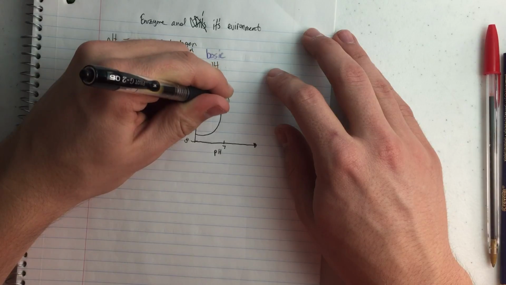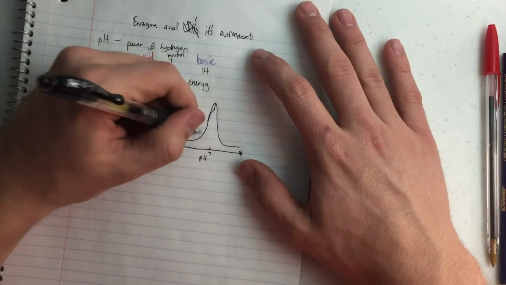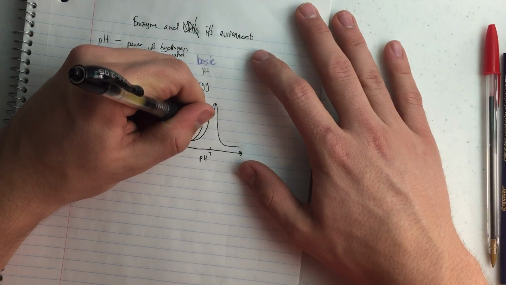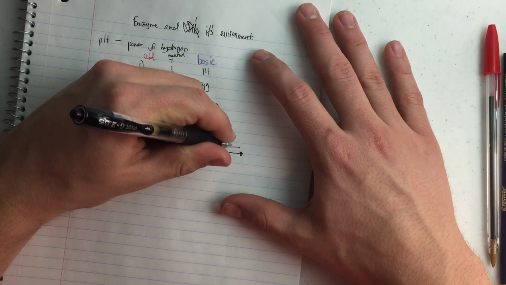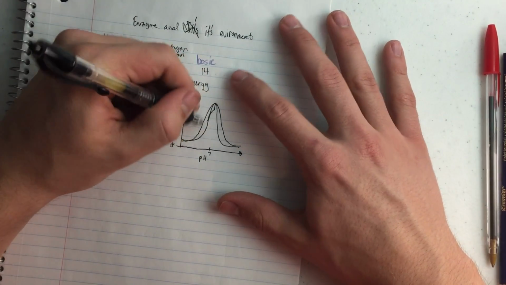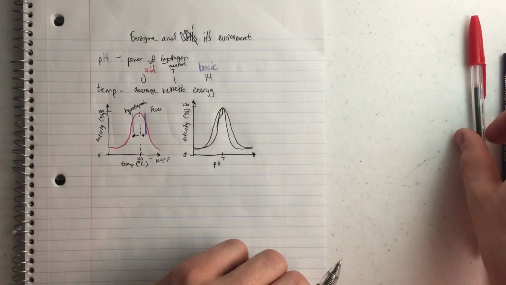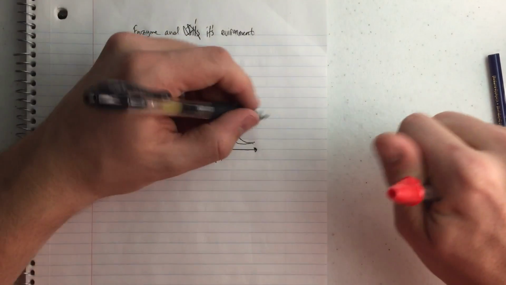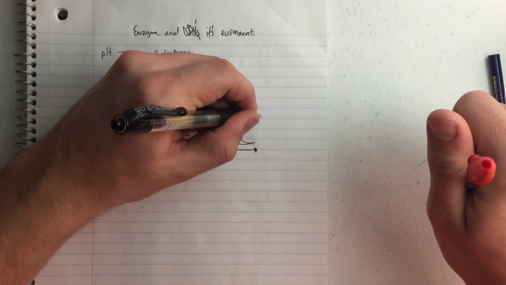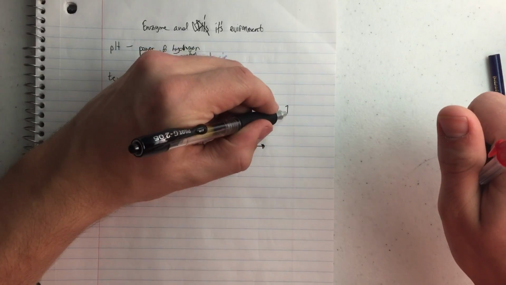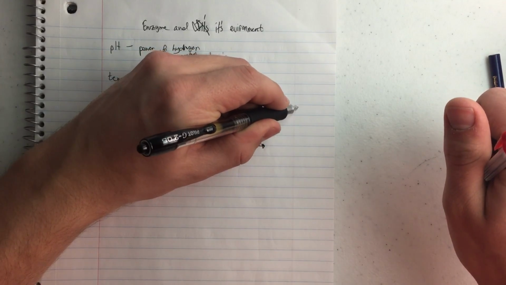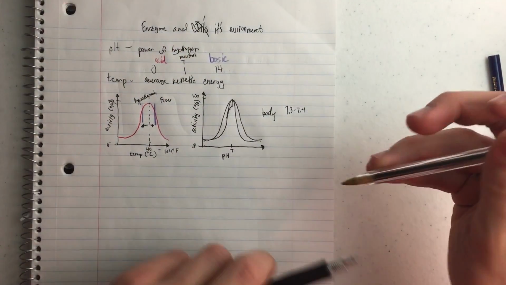I'll make sure I get up to 100. It might be a little bit wider than that, who knows? Maybe it's something more like that. A little bit wider, but mainly at 7, it's going to do really well. And so it's going to be most things. The body has a pH of around 7.3 to 7.4, so we're slightly basic.